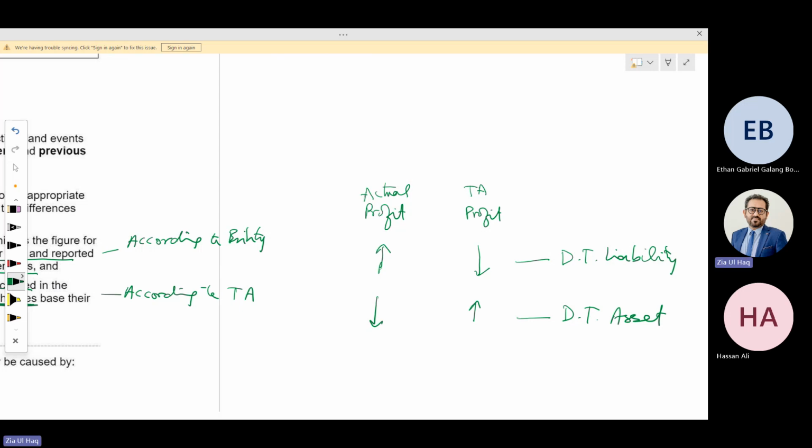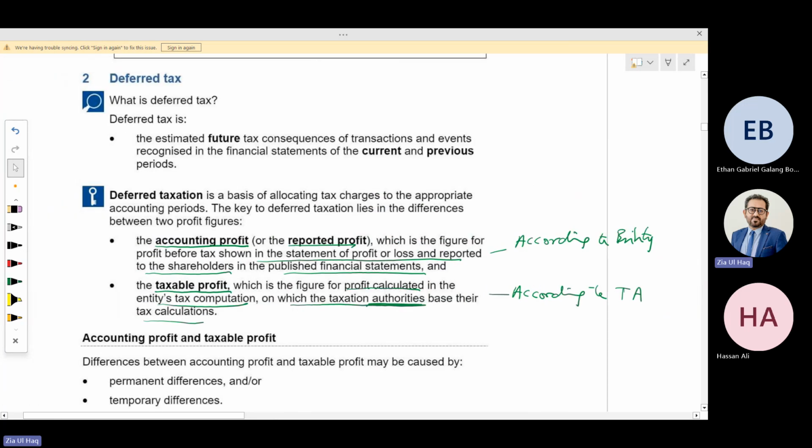So why does deferred tax arise? Due to difference between accounting profit and taxable profit, meaning actual profit and tax department profit. Why does this happen? Due to difference in accounting profit, meaning actual profit, and taxable profit, meaning tax department profit. Let's move towards our question.